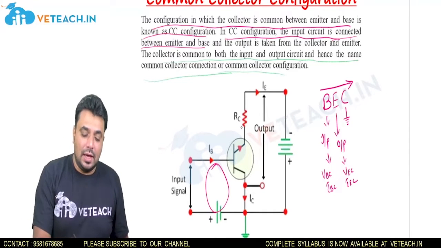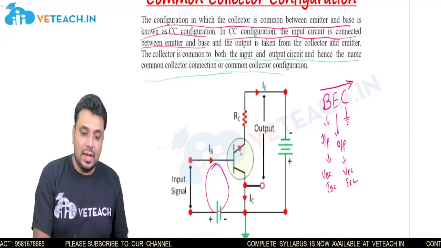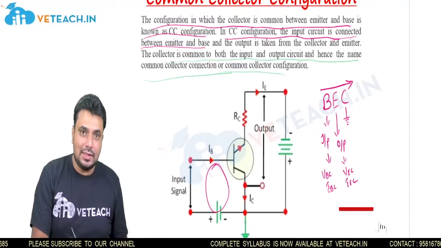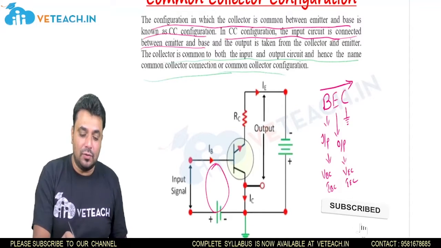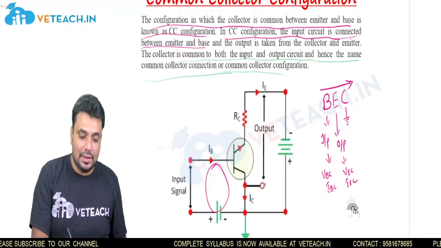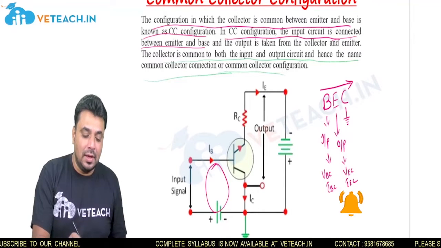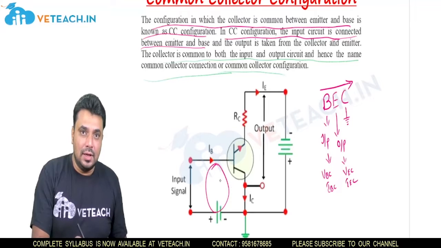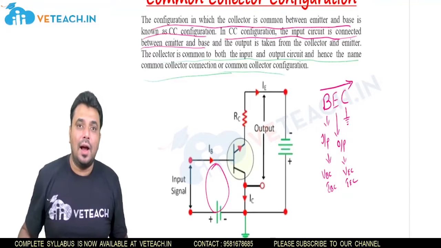So here you can see that the emitter is connected here and the base is here, and the collector is connected as a common. The output we are taking from the emitter to collector and the input we are giving from the base to collector. So that's why this side is the input side and this side is the output side.